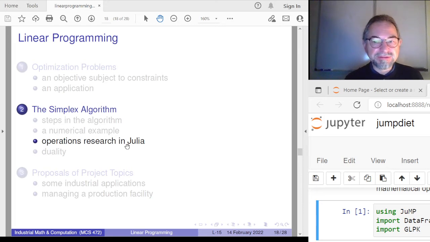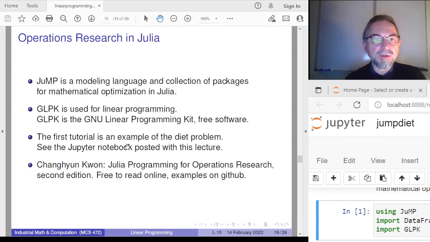Now, how do you do this in Julia? Well, Julia has the modeling language, JuMP. It is a modeling language and a collection of packages. What is used for linear programming is the GNU Linear Programming Kit. GNU means "GNU's Not Unix." It is distributed under the licenses of the Free Software Foundation.